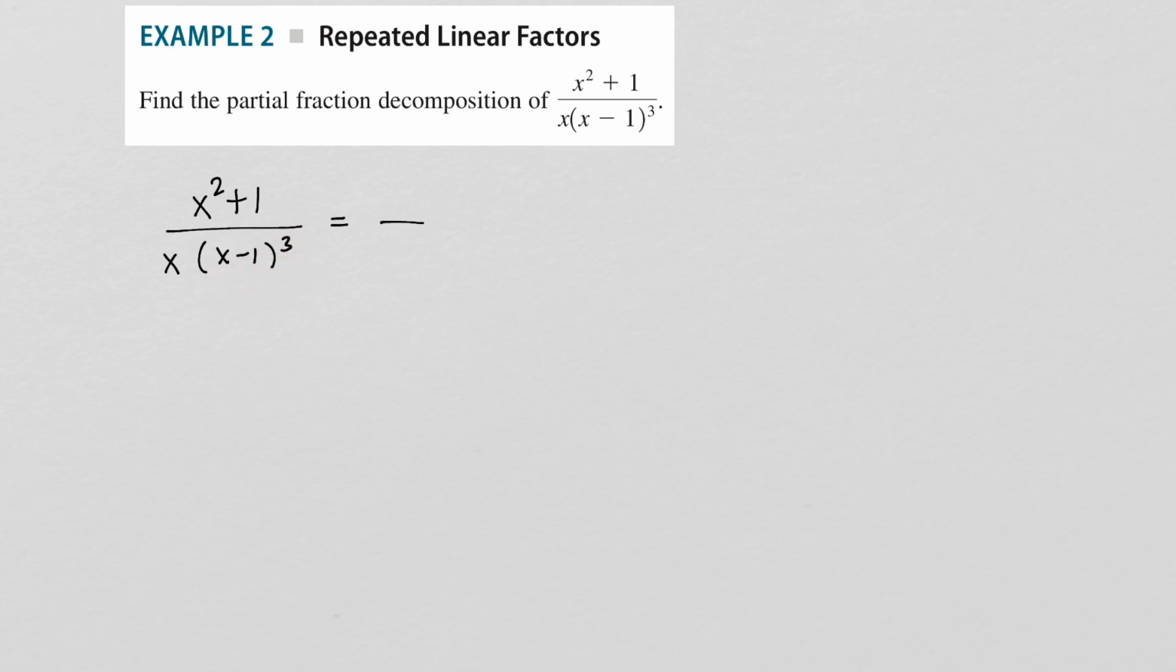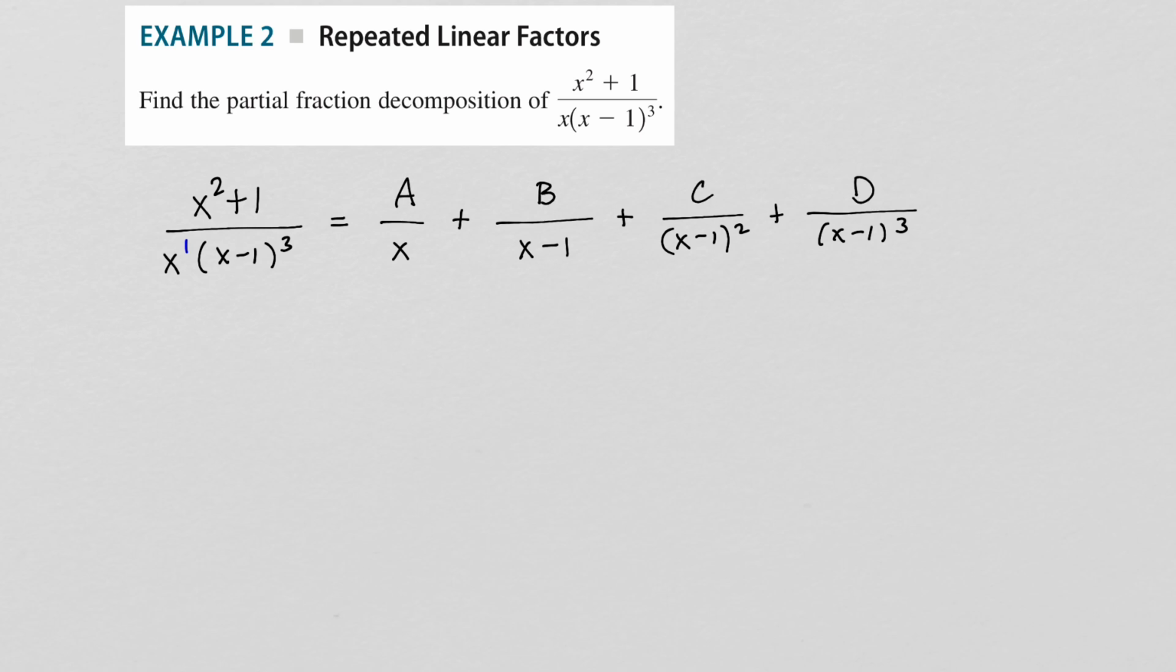So what I'm going to do is I'm going to have a denominator for each power of the repeated linear factor up to the power that we have. And what that means, since this is a third degree, I need to have x minus 1 to the first power, x minus 1 to the second power, and x minus 1 to the third power. And then, of course, x is a single factor because this is a first degree there, and so I only need one of those. And then, of course, we're going to have a, b, c, and d. So this is the setup.